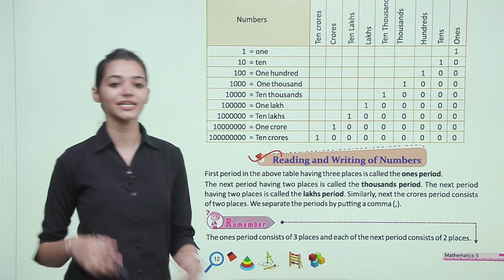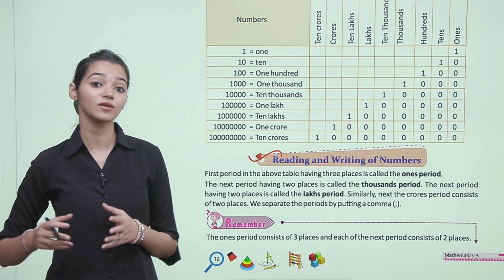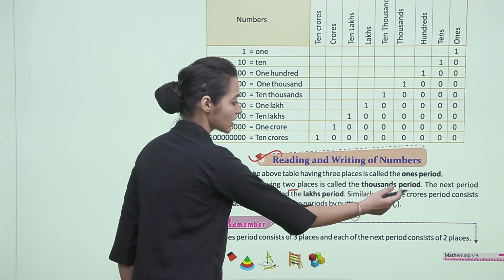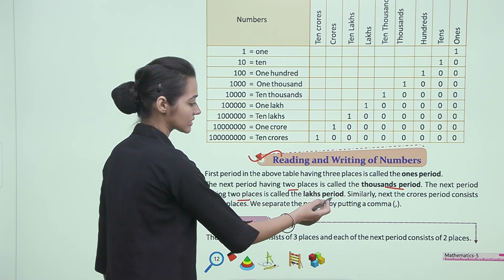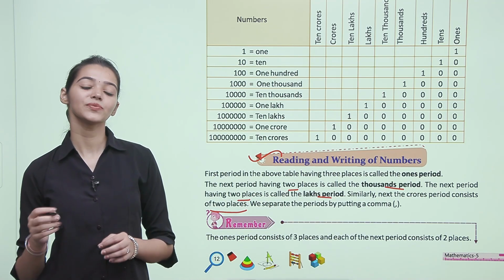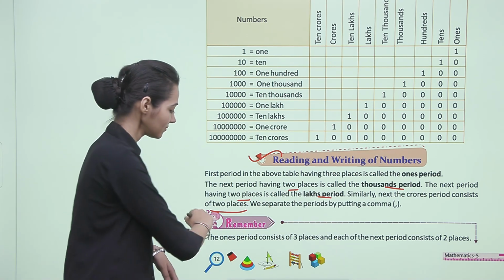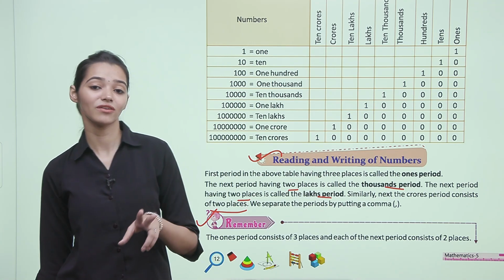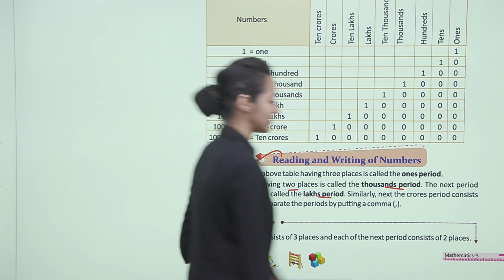Now let's look at reading and writing of numbers. The first period in the above table has 3 places, that is our ones period. The next period has 2 places, that is the thousand period. The next period again has 2 places, the lakh period, and similarly the crore period has 2 places, and we separate the periods by putting a comma. Always remember the ones period consists of 3 places and each of the next periods consists of 2 places only.